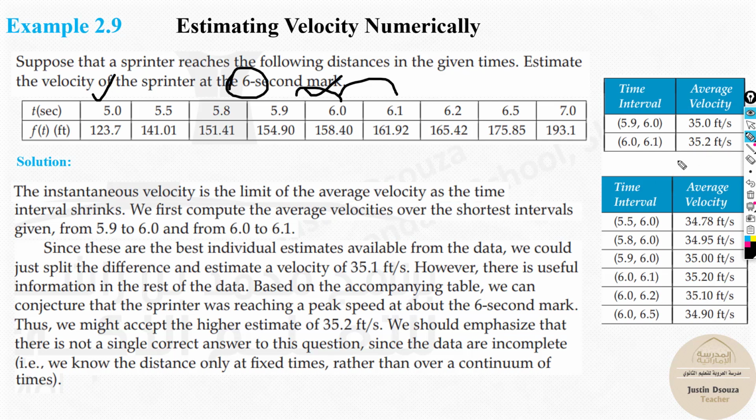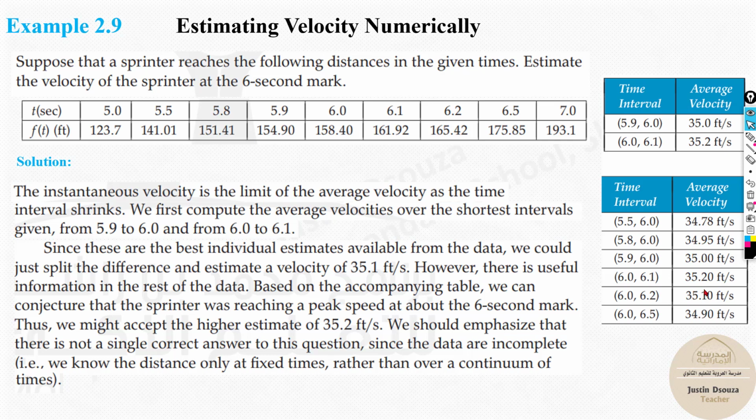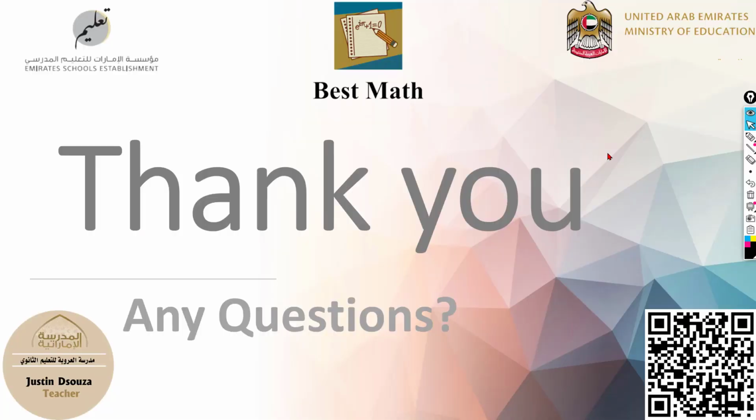Now, what you can do to be more accurate is this: this is 35, this is 35.2. Just take the average of these two. Between these both, it'll be 35 plus 35.2 divided by 2. That would give us 35.1. So that would be the answer. Anyway, it's not a proper derivation; it's just to give you an understanding of what has been done. So this is how we can estimate the velocity, and these velocity problems we have already done in the previous lesson. So that's it for this lesson.